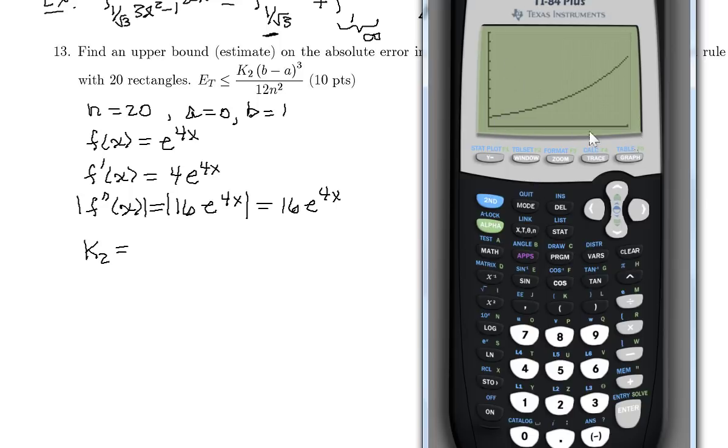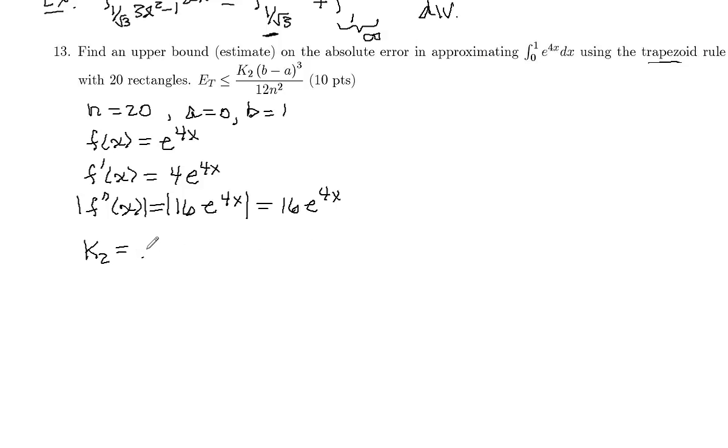So what we see here is on the interval from 0 to 1, this function is increasing from left to right. So that means that the maximum value of the function on the interval 0 to 1 is at the right value, which is at 1. Okay, so this K2 is actually going to be equal to 16 times e to the 4 times 1. Okay, because this function between 0 and 1 looks like this, and so what we want to do is we can use the overestimate. It's just going to be the max value of the function. Okay, so that's our K sub 2.